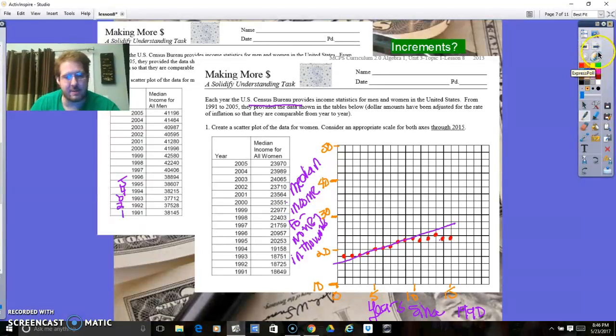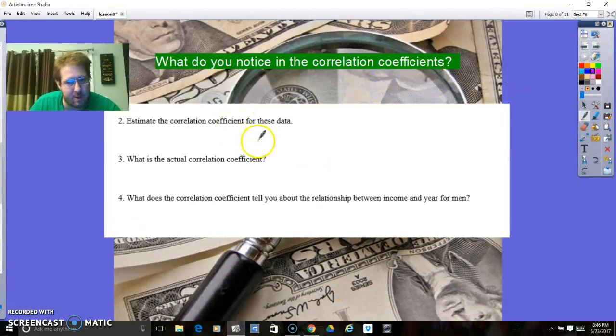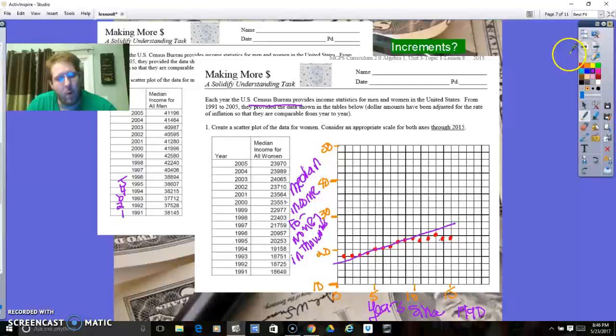You have to turn diagnostics on in order to get R. R stands for the correlation coefficient. The way to do that is you press Catalog, which is second 0. Second 0 gives you the catalog. You scroll down to Diagnostics On, press Enter twice, and then it should say Done on your screen.